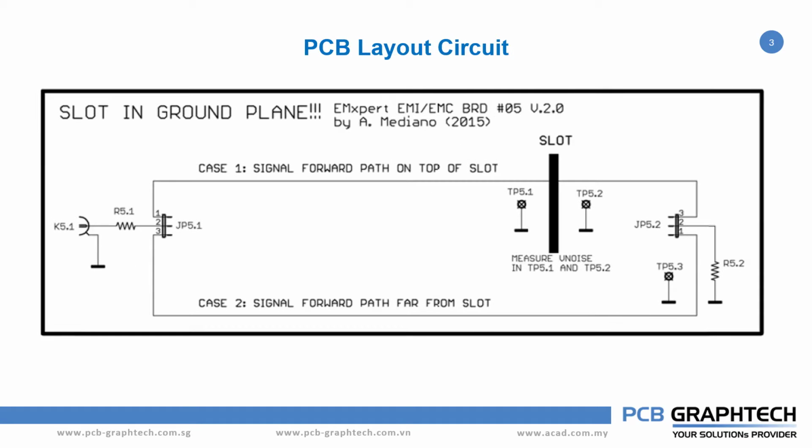Okay, so now I am going to use the PCB layout circuit for the demo purpose. Here my slot is placed in the board, and I am going to determine on the slot on the top layer, because the top layer is the ground plane. The signal trace is passing through the bottom layer, so the return path current will pass through the slot. What happens when I use the slot on the top layer?